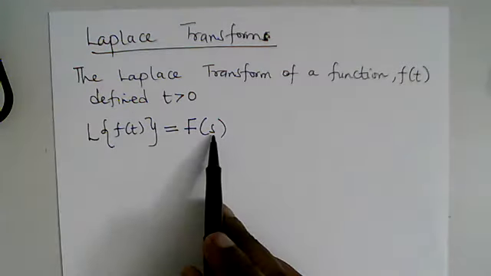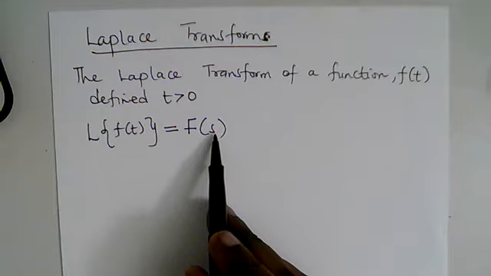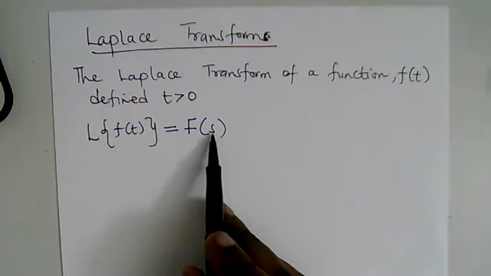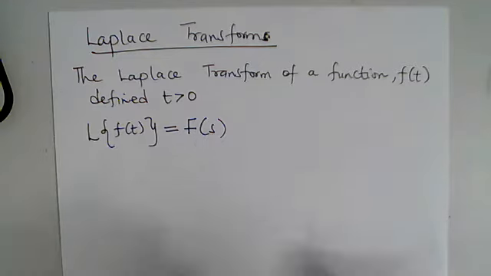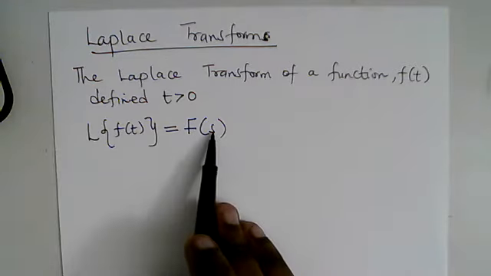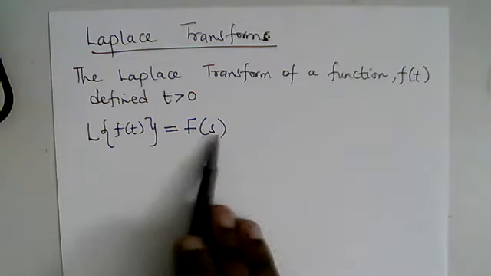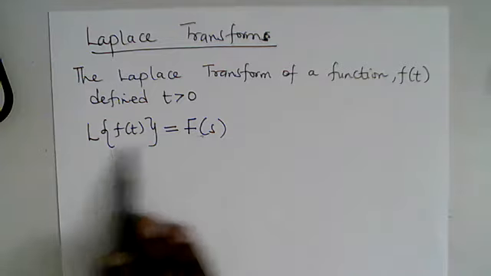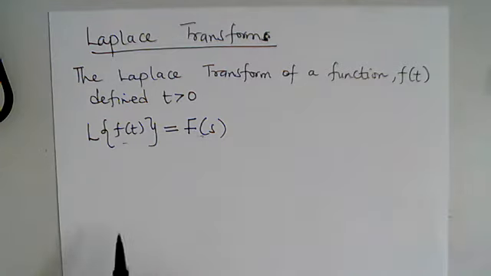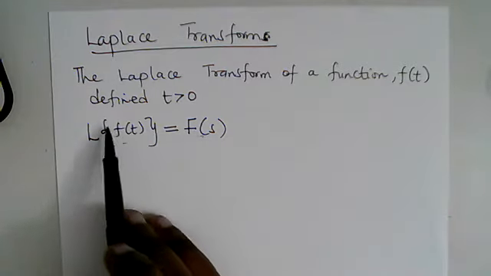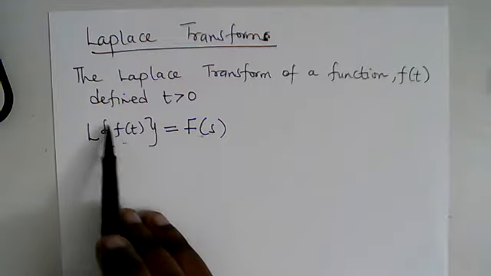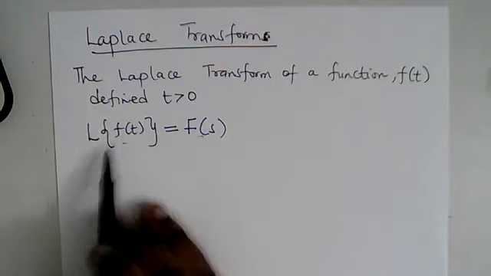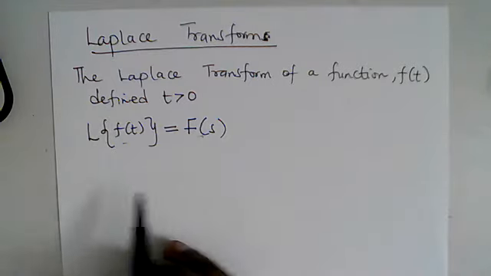This s is actually an arbitrary positive number. We use this s here because the result or the transform will be a function of s. So you could also denote the Laplace transform by this. And with this one, you could use the curly bracket, or you could also use a square bracket. It all works.